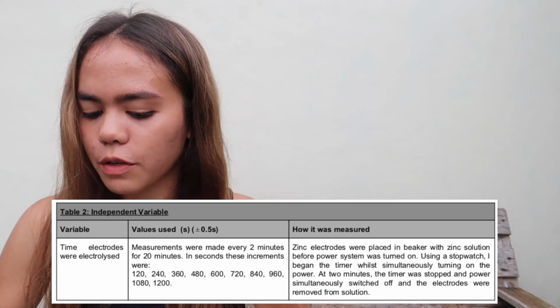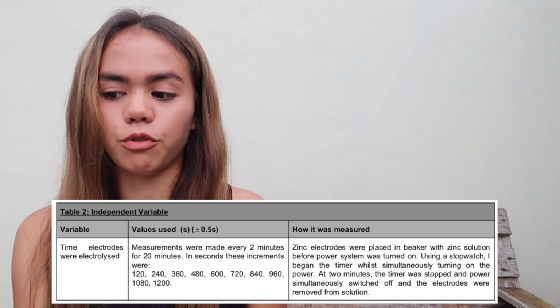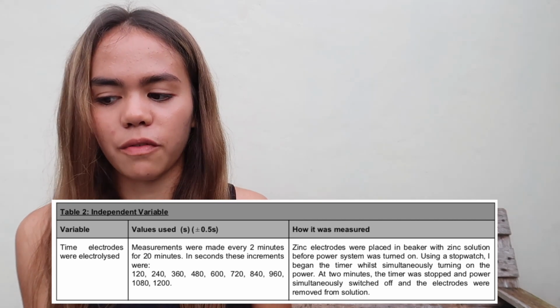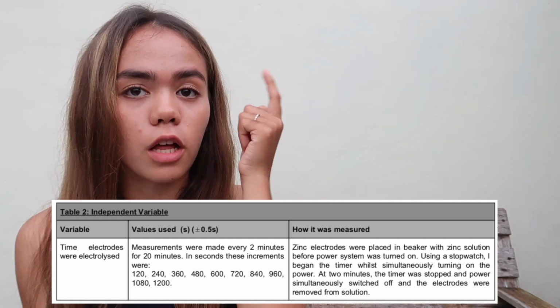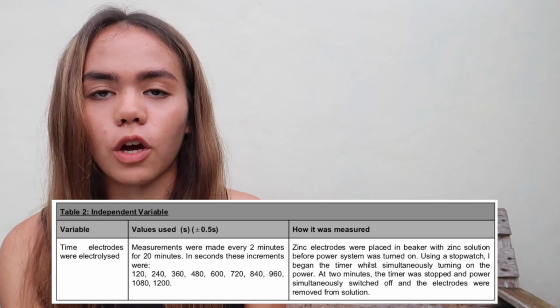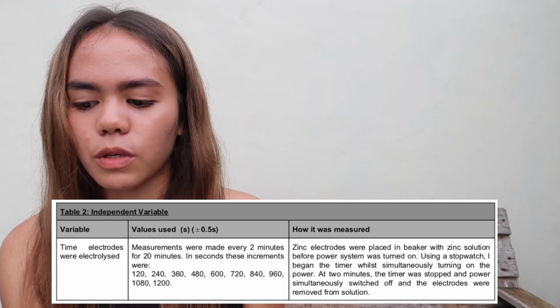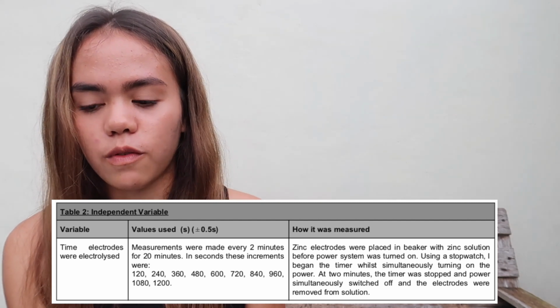Explain that. So as you can see here, for the how it was measured section from my IA, I say zinc electrodes were placed in a beaker with zinc solution before the power system was turned on. Using a stopwatch, not your iPhone, not thinking it in your head, I began the timer while simultaneously turning on the power. At 2 minutes, the timer was stopped and the power was simultaneously switched off. The electrodes were removed from solution.